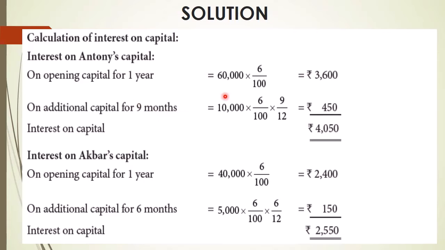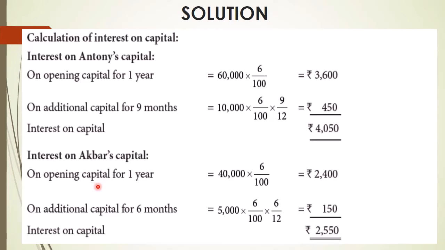So here, the additional capital is 10,000 into rate of interest 6 by 100 into 9 by 12, that is the period of interest. So that gives an amount of 450. So total interest on capital for Anthony is 4,050. Now let's calculate for Akbar.